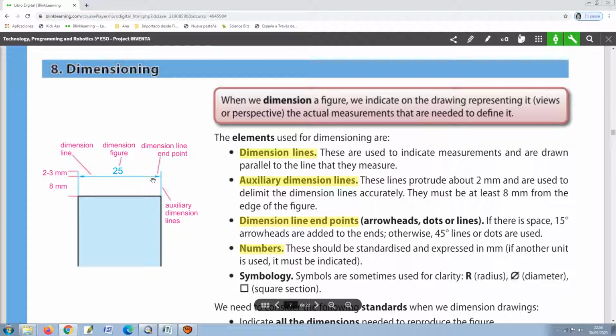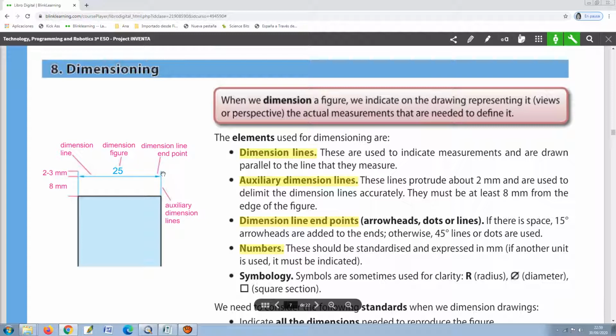We always have to use auxiliary dimension lines. The end of the dimension line can be an arrow. Normally it's an arrow, but sometimes it's just a 45 degree line. Finally, we have the numbers, the dimension figure, and it has to be always placed over the dimension line, always over, not below. It's very important to say that they have to be expressed always in millimeters. So we don't have to add next to the number the word millimeter, because we understand that unless we indicate something different, we are always giving the information in millimeters.